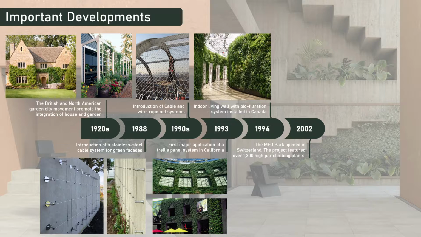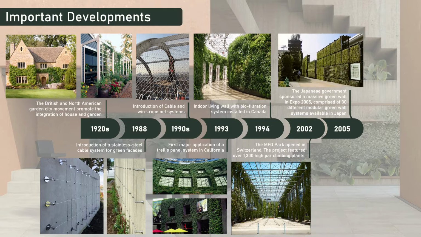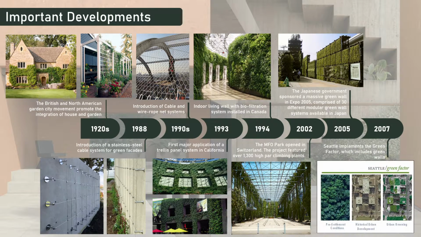In 2002, the MFO Park opened in Switzerland. The project featured over 1,300 high park climbing plants. In 2005, the Japanese government sponsored a massive green wall at Expo comprised of 30 different modular green wall systems available in Japan. And lastly, in 2007, Seattle implemented the Green Factor, which includes green walls. So what is the Green Factor movement?